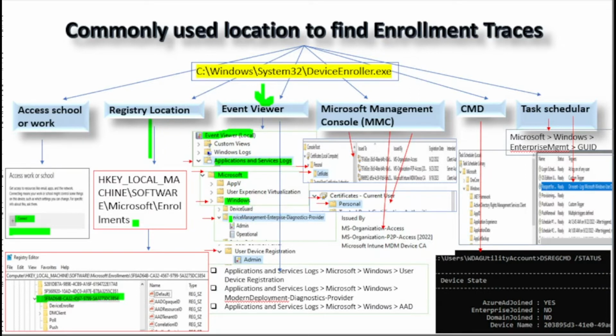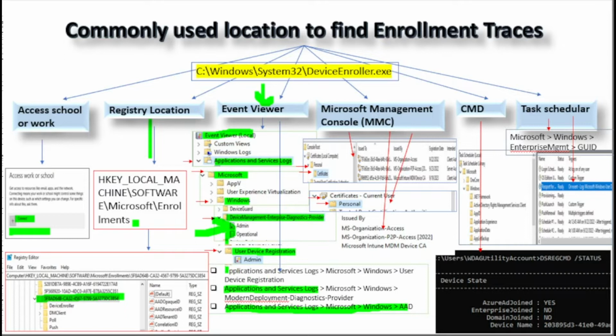We have two things: Device Management Enterprise Diagnostic Provider. This will help us to know whether a device is enrolled via device credential or via user credential, under User Device Registration. This is the location of your event viewer.